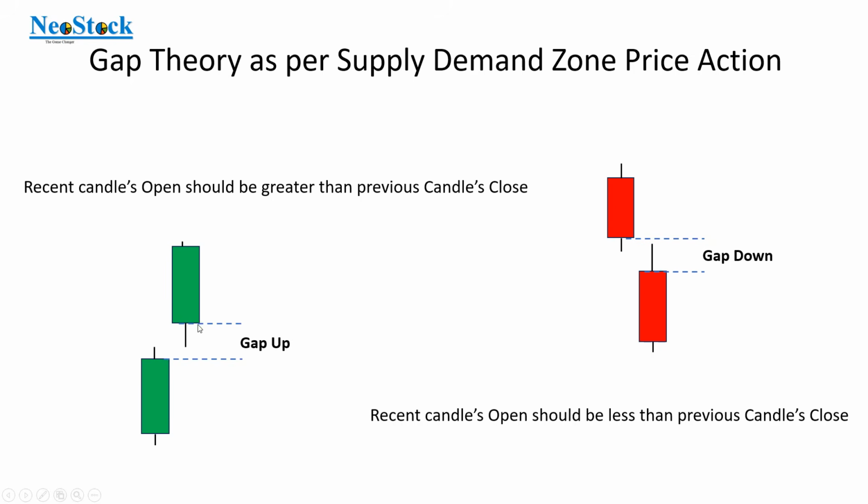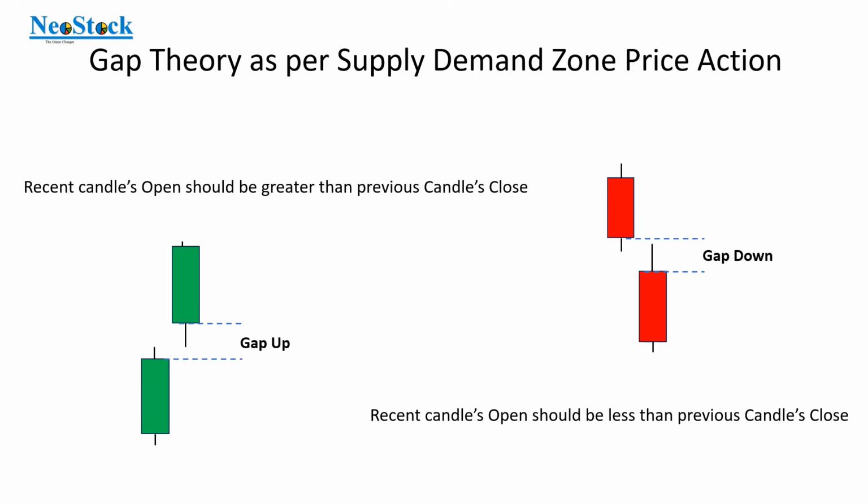The recent candle's open is greater than the previous candle's close. That's why it is a gap up. And here, this is the recent candle's open, and it is less than the previous candle's close. That's why it is a gap down.